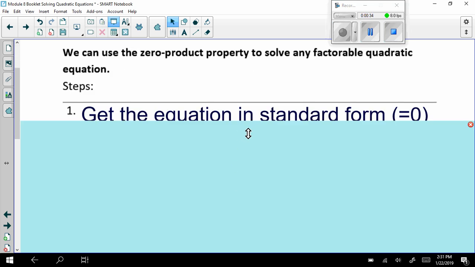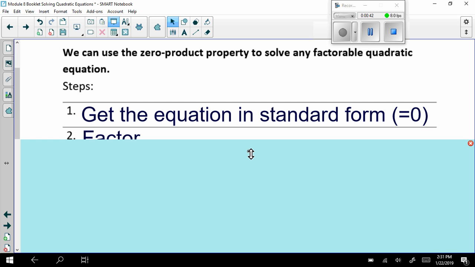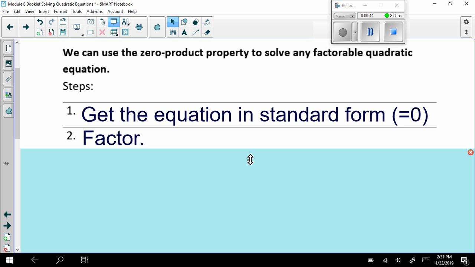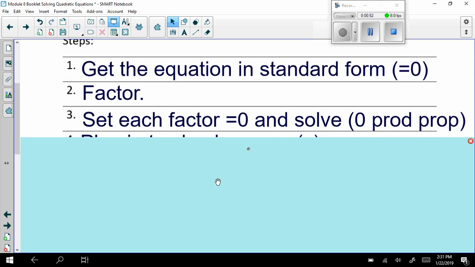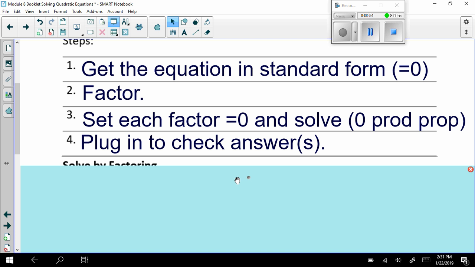So first we're going to get the equation in standard form. That's the ax squared plus bx plus c equals 0. Just basically, if you remember to get it equal to 0, then you're good. Then we're going to factor. Then we're going to set each factor equal to 0 and solve. That's our zero product property. And then plug in to check our answers. So let's look at some examples here.